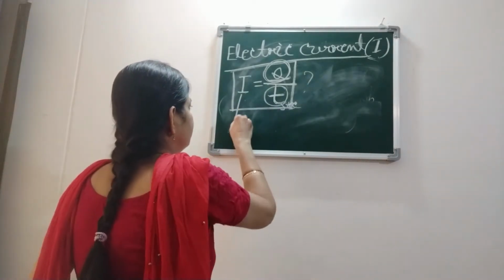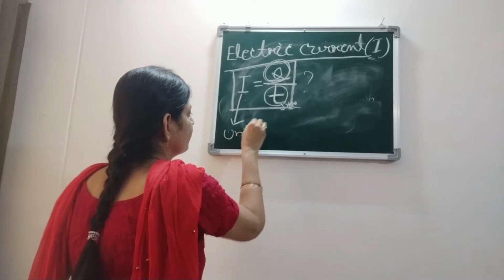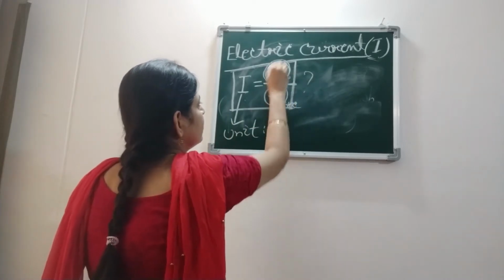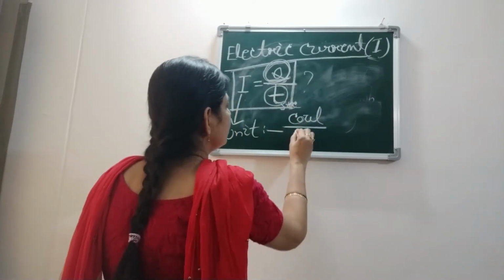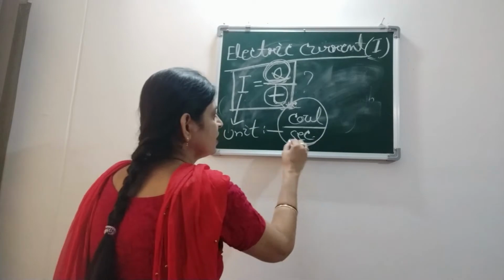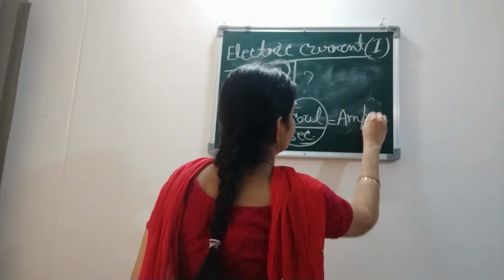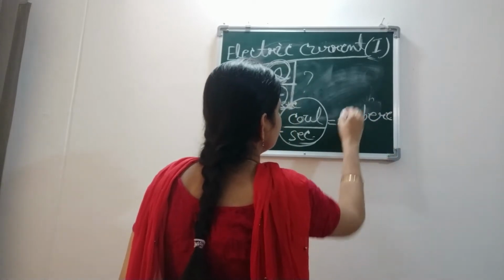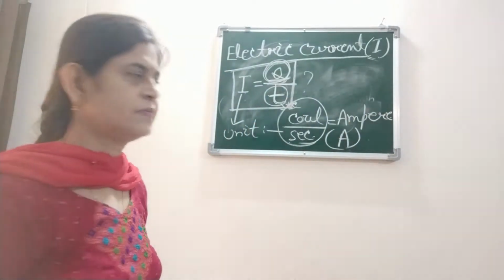Now, what is the unit of current? Unit of charge is Coulomb and time period is seconds. So, Coulomb per second, that is called the ampere, which is denoted by the symbol capital A.